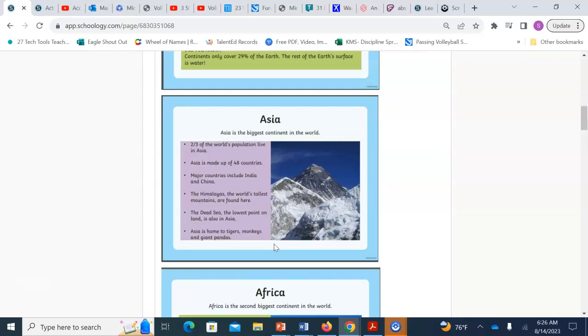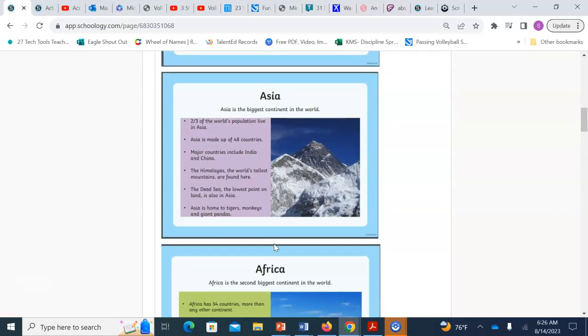So let's talk about Asia. It's our biggest continent. About 2/3 of the world's population live there. It has 48 countries. It has India and China, which are 2 of the largest. Actually, this past year, India surpassed China, and India is now the most populated country in the world.